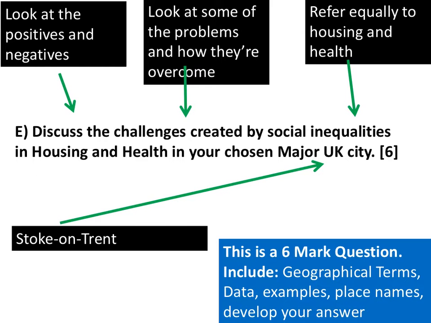Our first exam question is question E, which is discuss the challenges created by social inequalities in housing and health in a chosen UK major city. As before, the first thing to do is annotate the question to see what is the question actually asking. Once you've done this first round of annotation, your next round of annotation is going to be adding in some AO1s, what you're actually going to include, some data, some examples, maybe some place names.